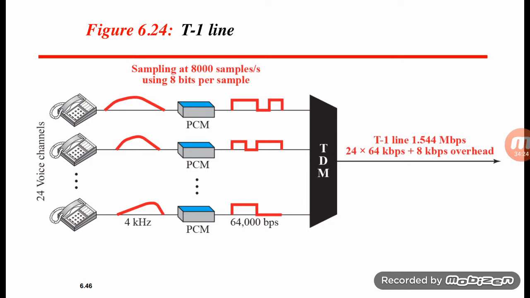Here, it's a different thing. The actual speed of the users is 1.536 megabits per second. Then you add extra bits for control purposes, synchronization or whatever. When you add that, it makes the speed 1.544. You are adding 8 kilobits per second of overhead.